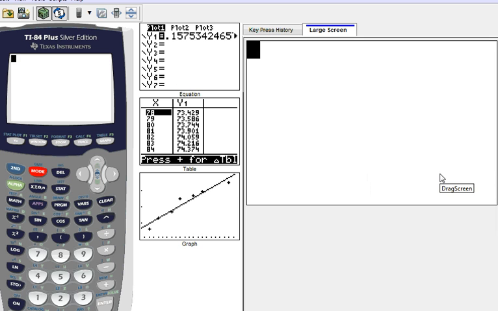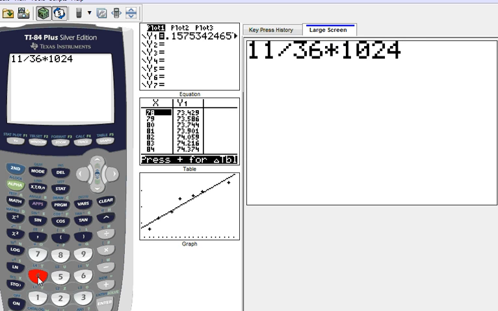So I have this fraction 11/36, and I'm going to use the divide sign to represent that fraction. Now I want to multiply that by 1024 pi, so I'm going to do times 1024. I'm going to leave the pi out for now. And I'm just going to simplify that as much as I can, but not change it to a decimal yet.